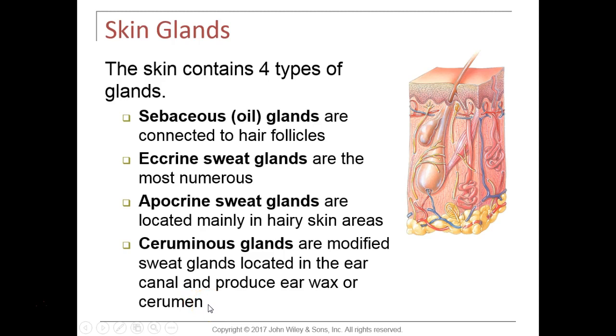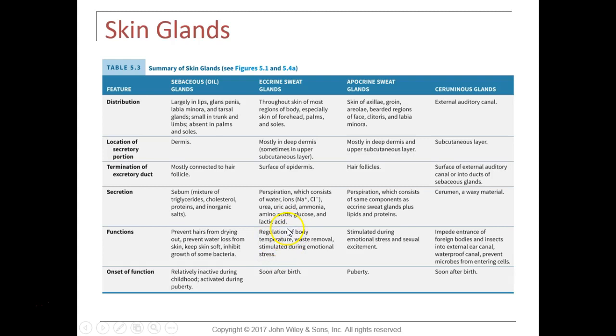Now, table 5.3 has some information in it that I want you to make sure you go and review. You're not going to be looking at everything, but if you look at the top, it talks about sebaceous glands, the eccrine and the apocrine sweat glands, as well as the ceruminous glands. On this table, I basically want you to review the area of distribution for the glands, the secretory product or secretion of the glands, and then just the function of the glands' secretion that you see down here. So you're going to be reviewing the distribution row for each gland, the secretion row for each gland, and the functions of their product from each gland.